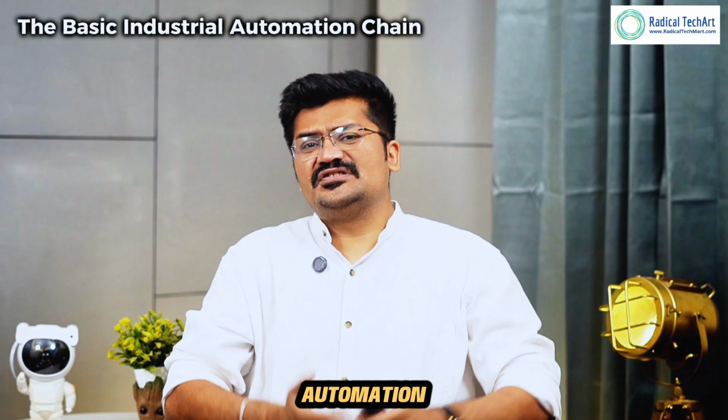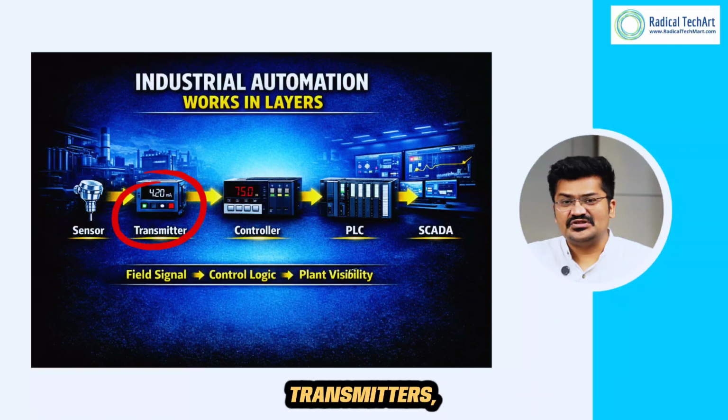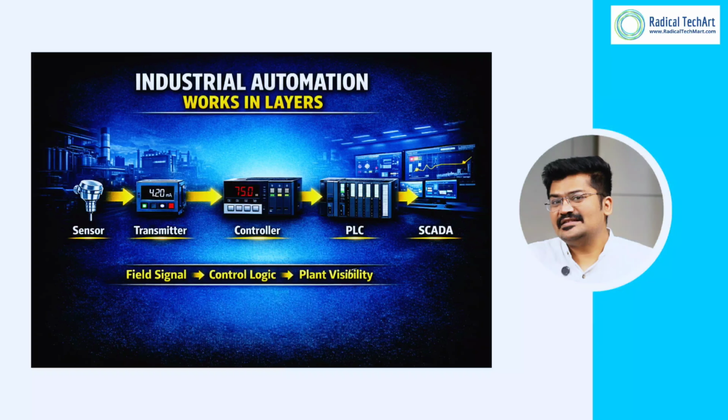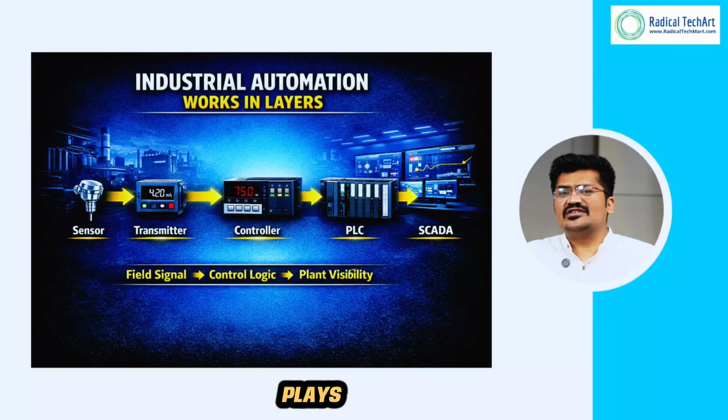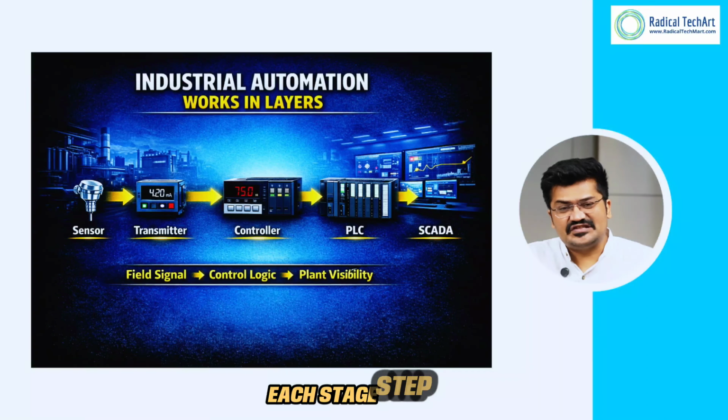Most industrial automation systems follow a common structure. The basic architecture looks like this: sensors, transmitters, controllers, PLC, and SCADA. Each component plays a specific role in the system. Let us understand each stage step by step.